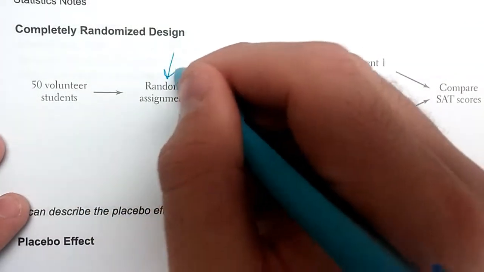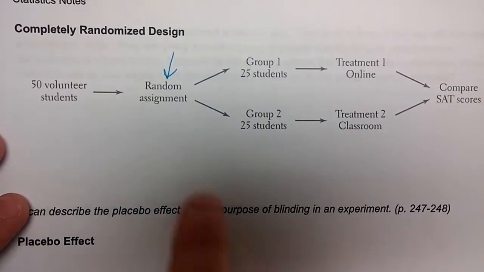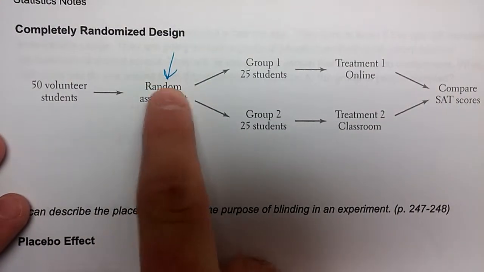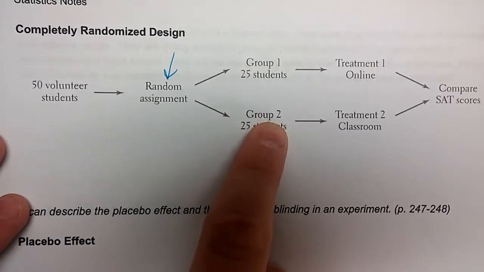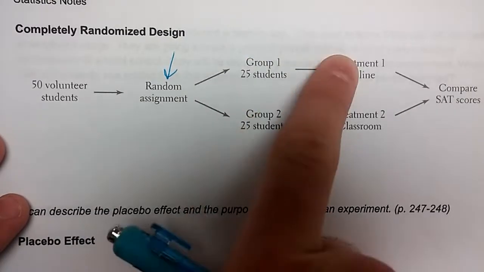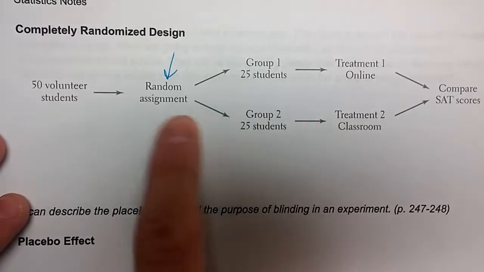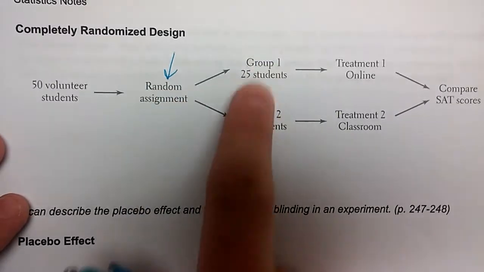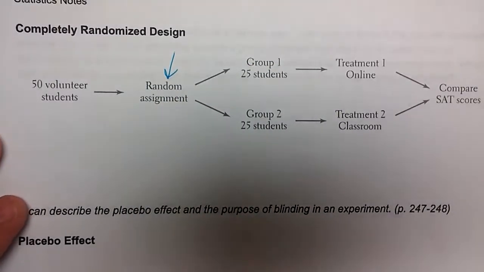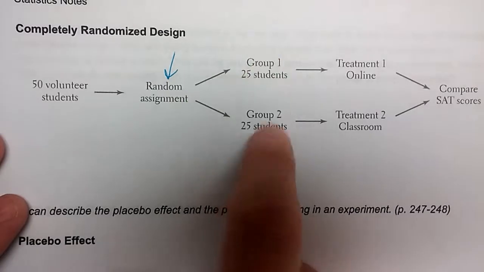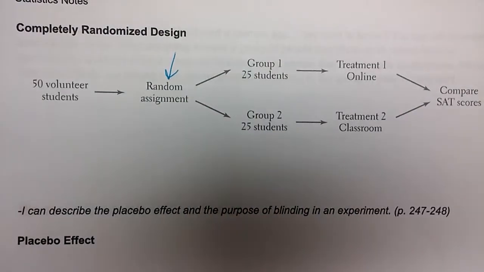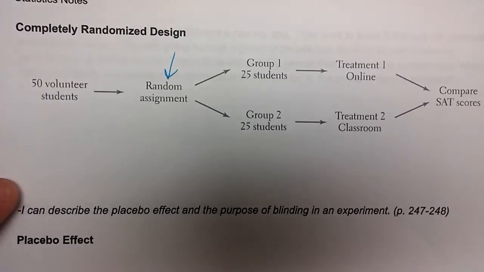This part right here is the random assignment. That's the important part. Everybody has an equal chance of being in either group 1 or group 2. So that would be online or classroom treatment. If you don't do this randomly, you're going to introduce bias. You don't want to be picking people just by what you might think is random, like standing and just picking random people in a row. Make it random using a number generator or using table D.